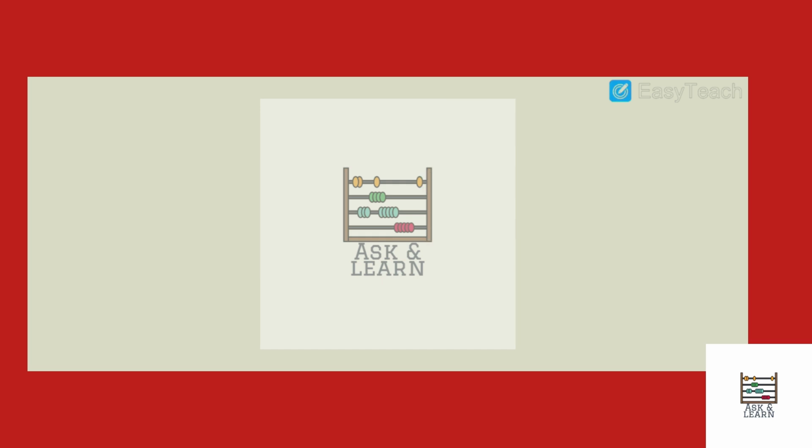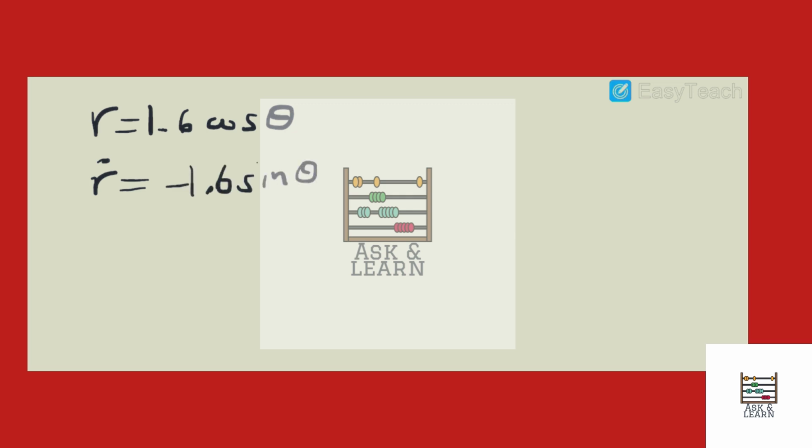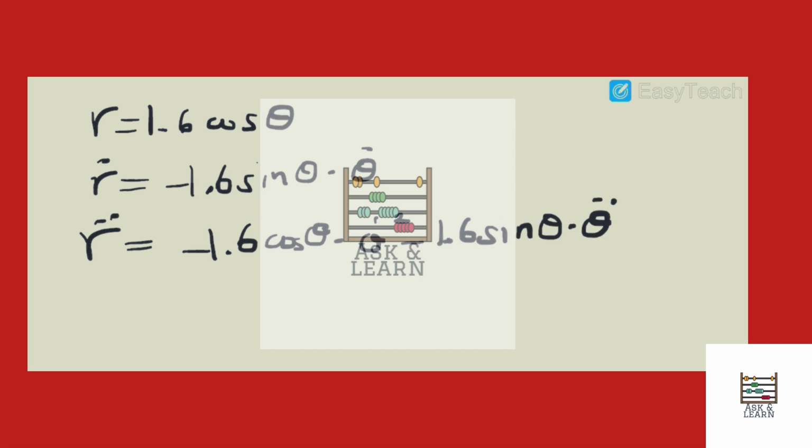So what we can do first is we know that r is equal to 1.6 cos theta. So we know that r dot is equal to negative 1.6 sine theta times theta dot. And that r double dot is equal to negative 1.6 cos theta times theta dot squared minus 1.6 sine theta times theta double dot. So we know that at theta equal to 45 degrees, theta dot is equal to 4 radians per second, and that's constant, so theta double dot is equal to 0.